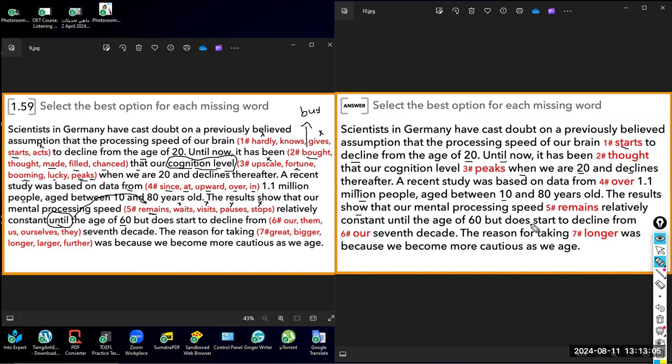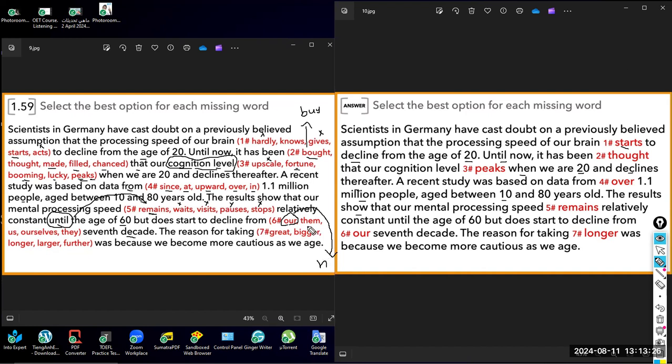But of 60, okay. But does it start to decline from our seventh decade? Now, keep in mind, because our is a possessive pronoun, after our, I have to mention the noun.